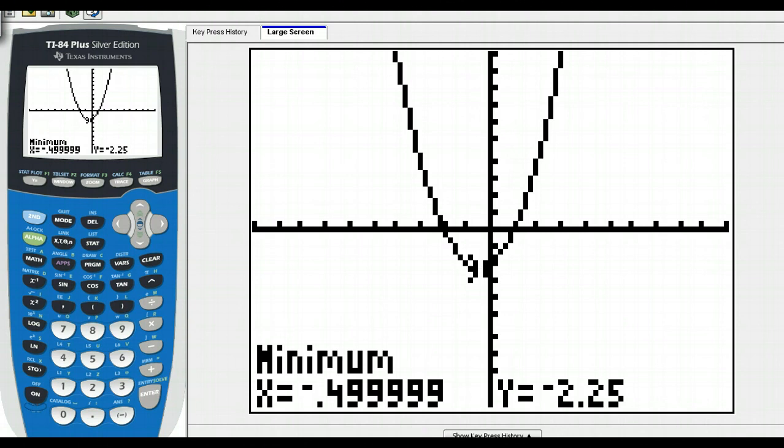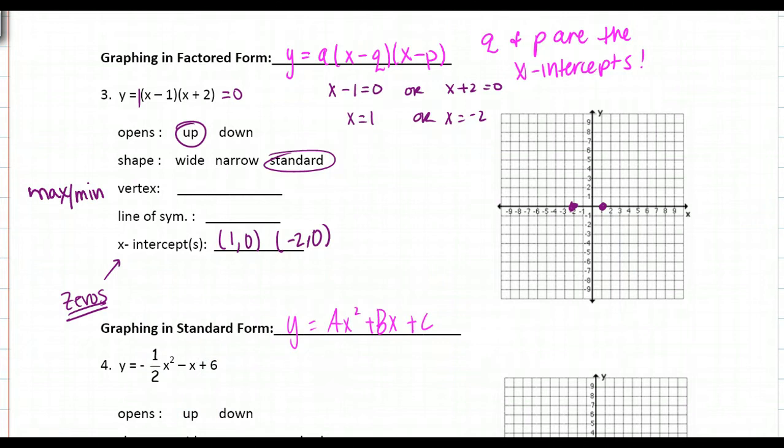And here, our minimum is at negative 0.49999. Well, sometimes it looks weird, but that's really like negative 0.5, and y is negative 2.25. So my vertex is negative 0.5 and negative 2.25. If you're not sure you were getting an error when you were calculating that, I want you to try again, please. Rewatch, rewind, do it again.